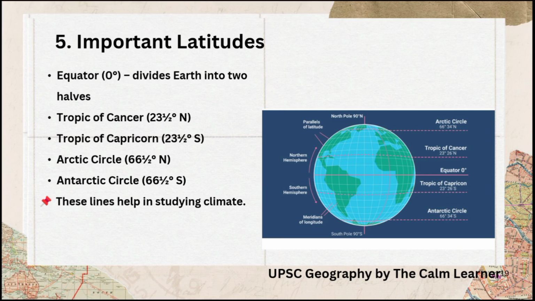Okay, now apart from the equator, there are other important latitudes. Let us look at them one by one. There is the Tropic of Cancer, which is located at 23.5 degrees north, as you can see in the diagram. Then there's the Tropic of Capricorn at 23.5 degrees south. Then there's the Arctic Circle at 66.5 degrees north. And lastly, there's the Antarctic Circle, which is located at 66.5 degrees south. All these latitudes help us in studying climate and how climate change patterns work.